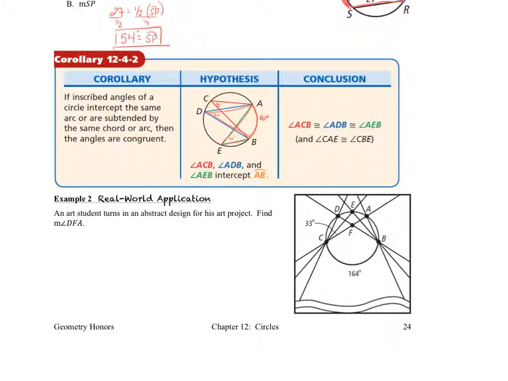So I'll highlight that, DFA. That's what we're looking for. And I was given this angle, which is 33 degrees. And I was also given this arc of 164, which I notice subtends this angle right here. And that would make that 82 degrees, 1/2 of the arc since it's an inscribed angle.